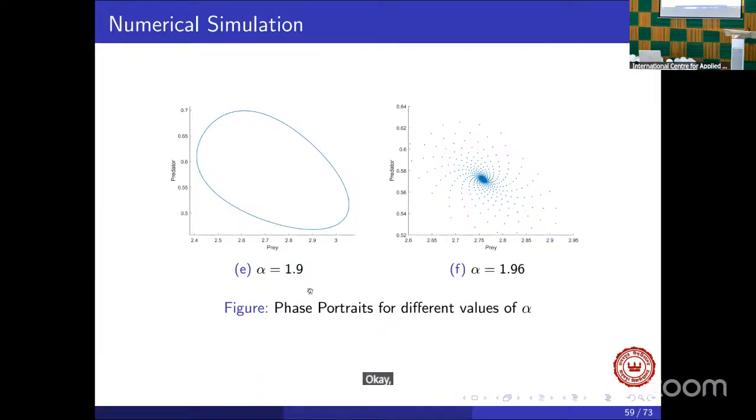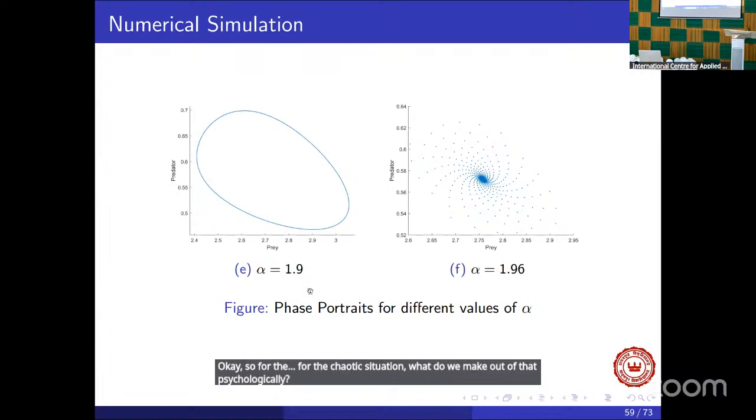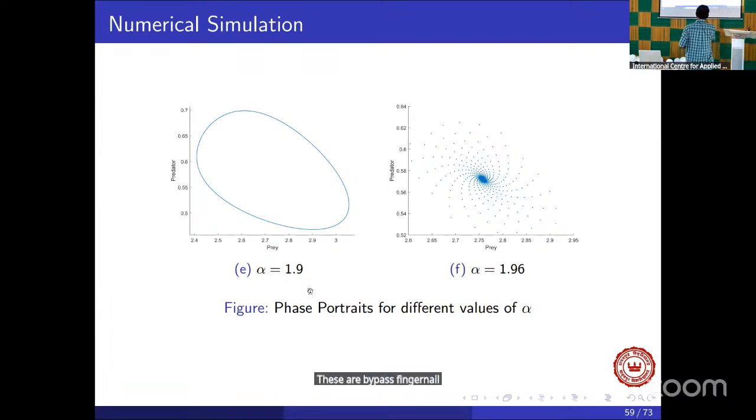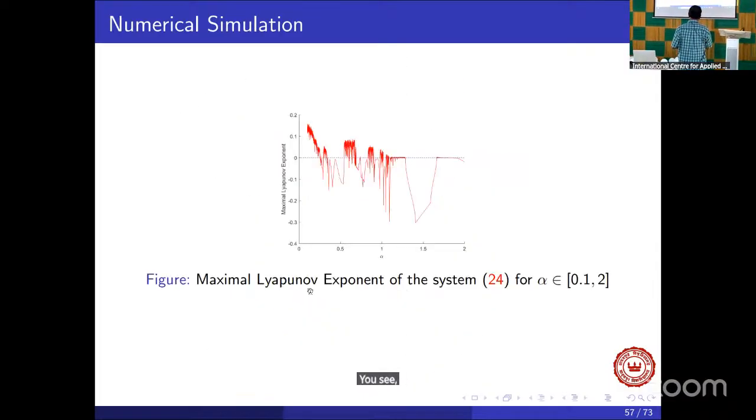Okay, so for the chaotic situation, what do we make out of that psychologically? You have to change. See, this is a bifurcation diagram. This is the Lyapunov exponent. You see, below the line you take the chaotic situation. See this one.